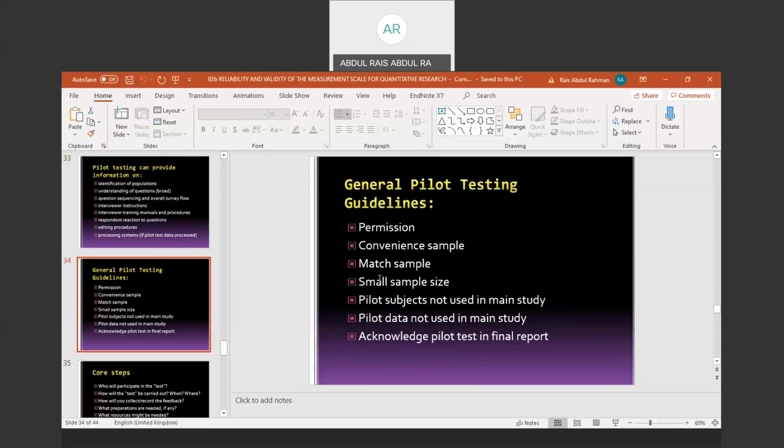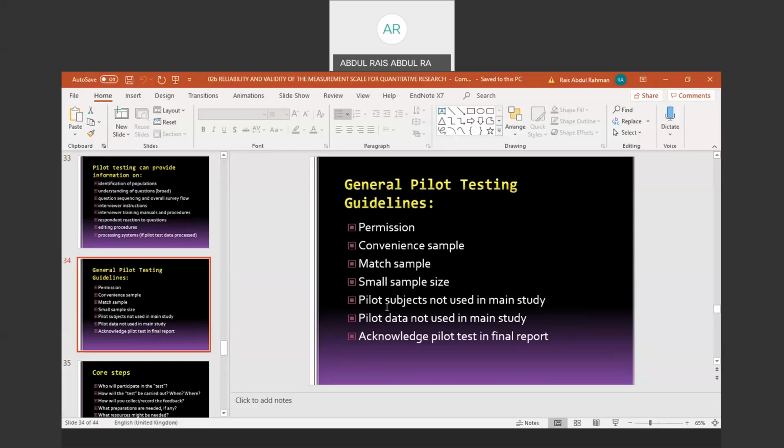so pilot study ni walaupun dia memang dia agak fleksibel dari segi siapa you nak pilih untuk praktis, untuk tengok sama ada questionnaire yang develop boleh faham dan orang boleh jawab atau tak. Okay, small sample size, usually between at least 10% of your target population. Kalau 100, maybe you boleh pilih 10 orang saja untuk pilot test your questionnaires.